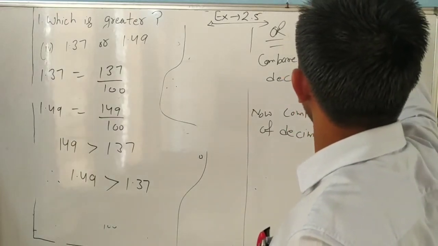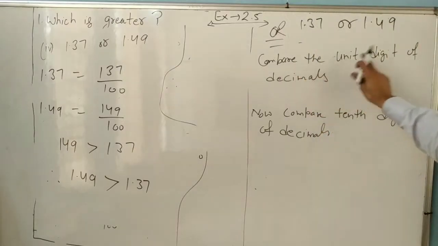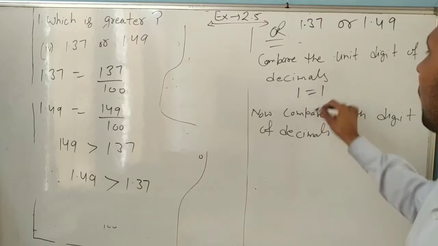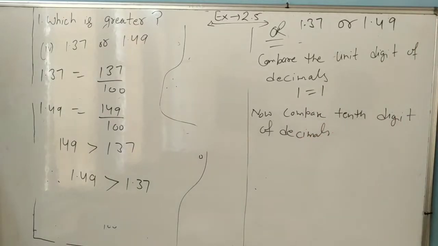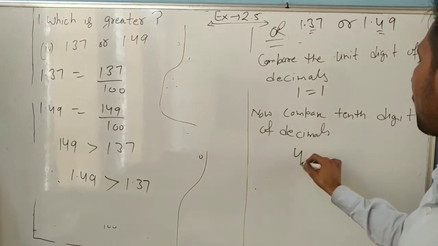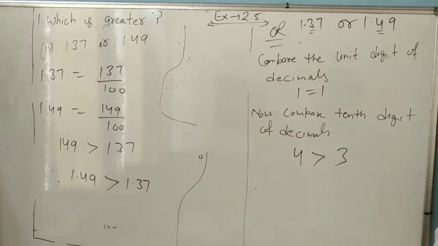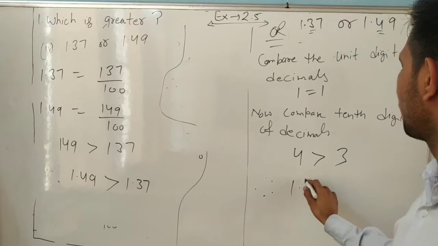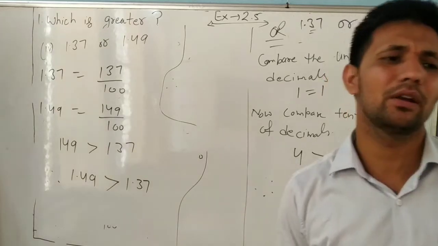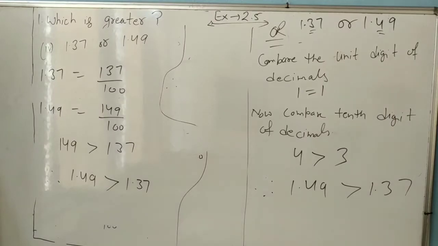1.37 or 1.49. First, compare the unit digit of the decimal. Of 1, equal to 1. Now compare the tenth digit. The tenth digits are 3 and 4. Now 4 is greater than 3. So therefore 1.49 is greater than 1.37. Like this one you can do all the parts, dear. It is very simple. Okay.